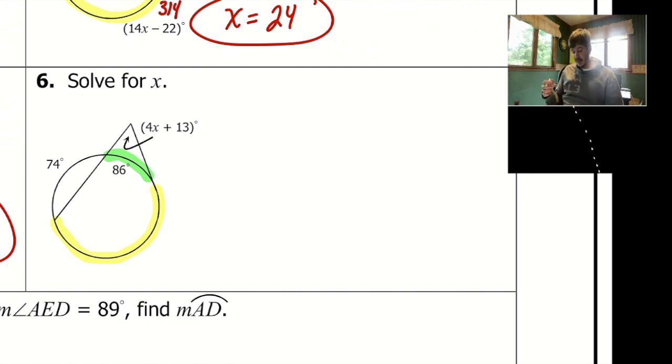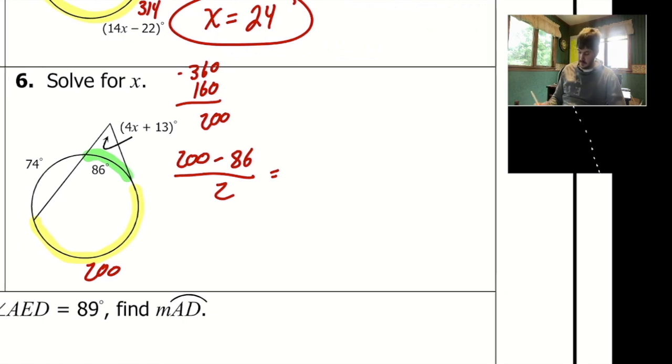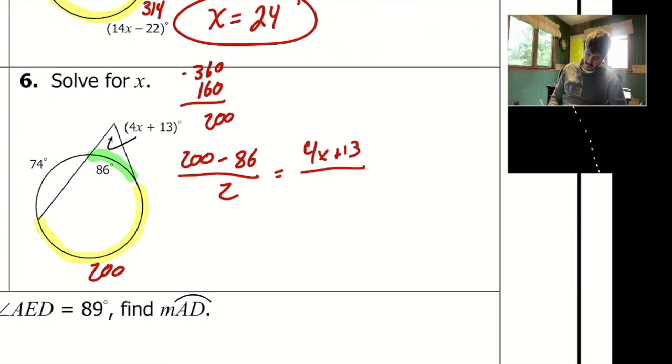So I would add the 74 plus 86 and get 160 degrees. And if we simply subtract that from 360 degrees, that will give us the value of the arc that we really need, the yellow one, which is 200 degrees. So the yellow one, 200 degrees. Now you can jump into big arc 200 minus 86 over 2 equals 4x plus 13. Throw it over 1.